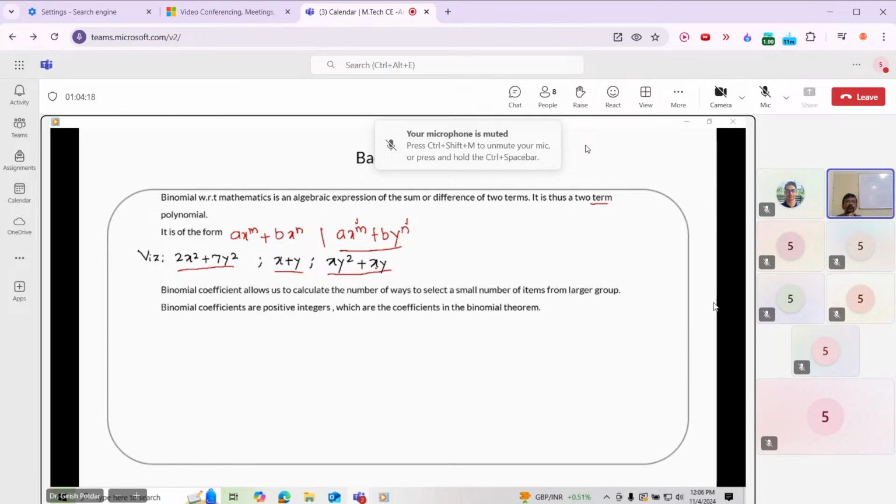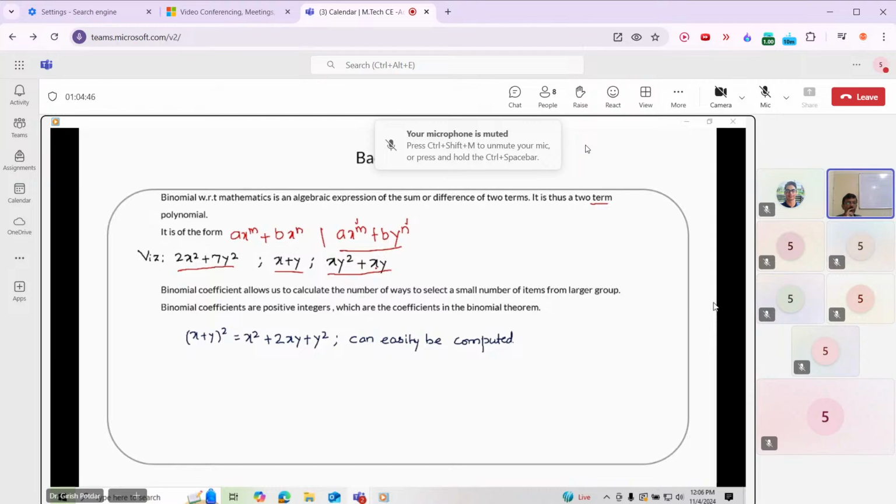Essentially, they permit us to select or calculate the number of ways in which we can select a smaller number of items from the larger group. Essentially, the binomial coefficients are positive integers which happen to be the coefficients in the binomial theorem. I will not go into detail about the binomial theorem at this moment.